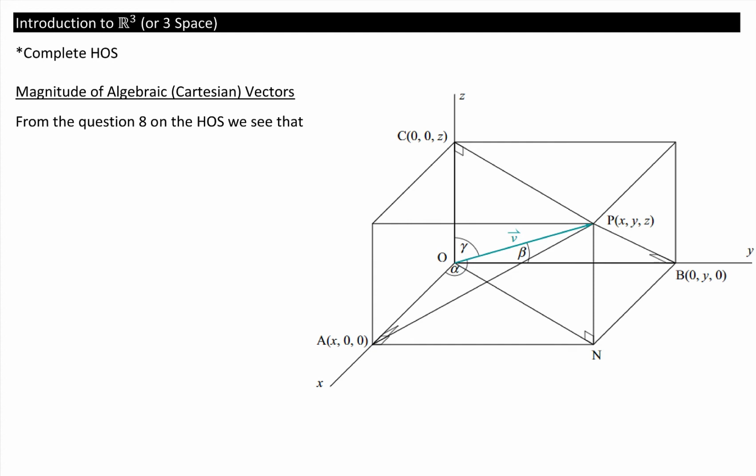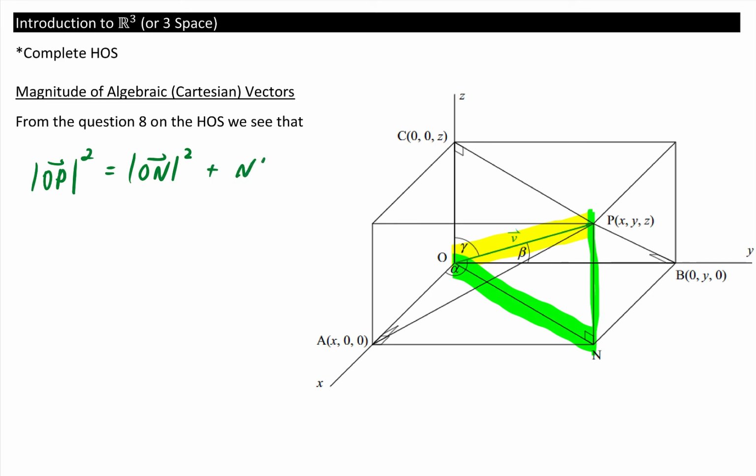From question 8 on that handout sheet, it asks you to find the magnitude of vector OP. If I take a look at vector OP here in my diagram, that's this vector right here. Using Pythagoras' theorem, I could take vector ON and NP and determine the magnitude of OP. So we have OP squared is equal to ON squared plus NP squared, the right triangle I see in my diagram.